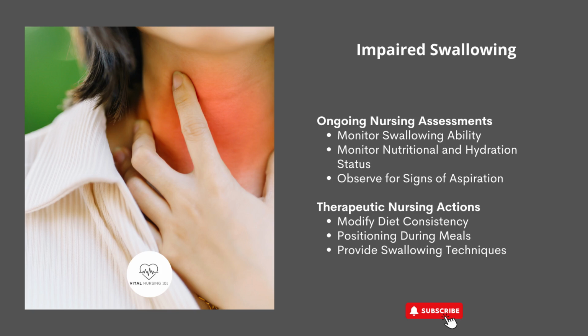Here we will go over the ongoing nursing assessments and why they are done. Monitor swallowing ability. Assess the patient's ability to swallow by observing their swallowing mechanics during meals. Identifying difficulties early can help prevent aspiration and guide appropriate interventions.